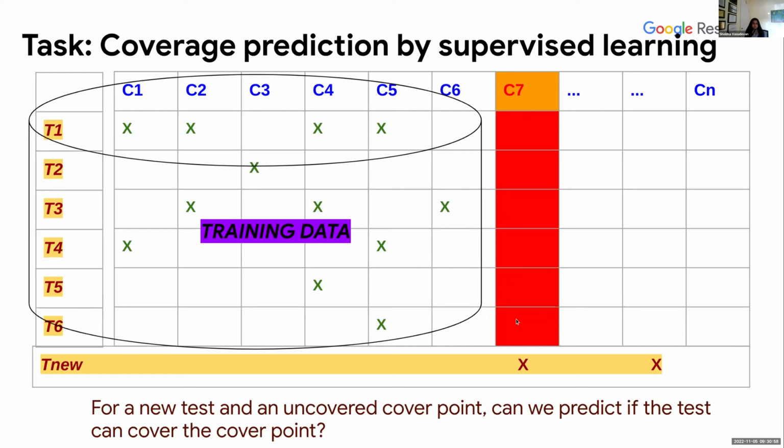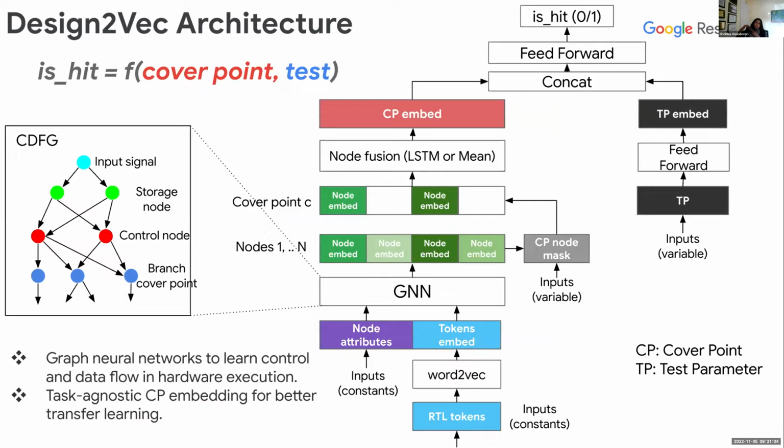DeepVec, our tool, has an architecture that is based on graph neural networks. A graph neural network fundamentally forms the heart of this model, and it learns both control and data flow in hardware execution. If you see the architecture, there are two towers here. One of them generates a cover point embedding, and the other one generates an embedding for the test parameters.